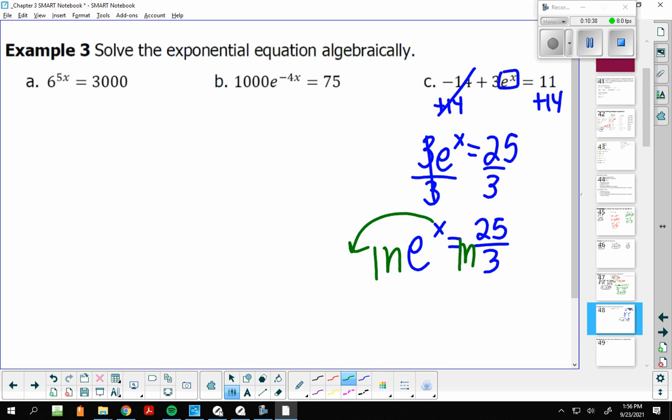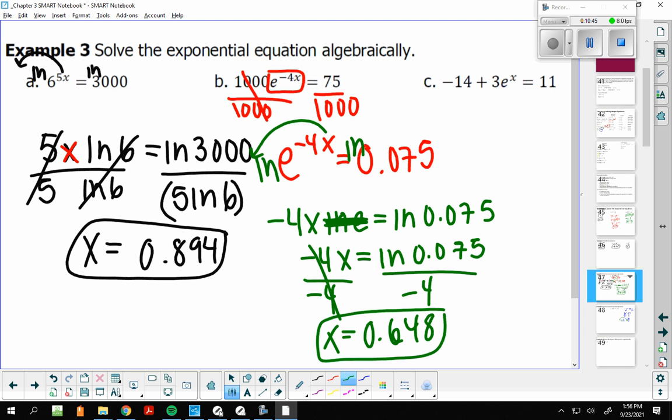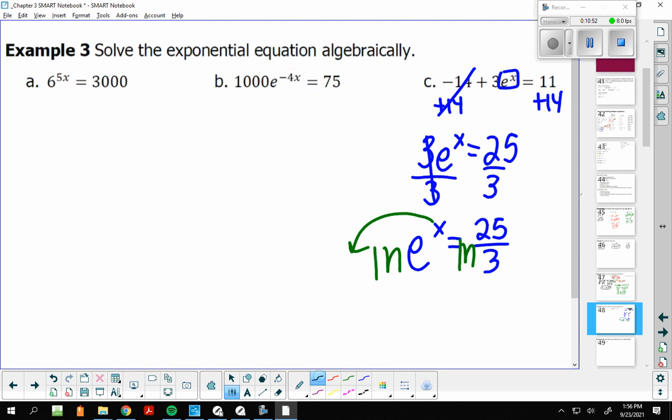Are we taking the natural log of both sides to cancel out the natural logarithm? No, because here we had a 6, so those didn't cancel out. Alright, so we have x natural log of e equals natural log of 25 thirds. And then, again, these cancel out just like they did in the last example. And we just get x equals, and we have to plug that in. Natural log of 25 divided by 3 is 2.120.